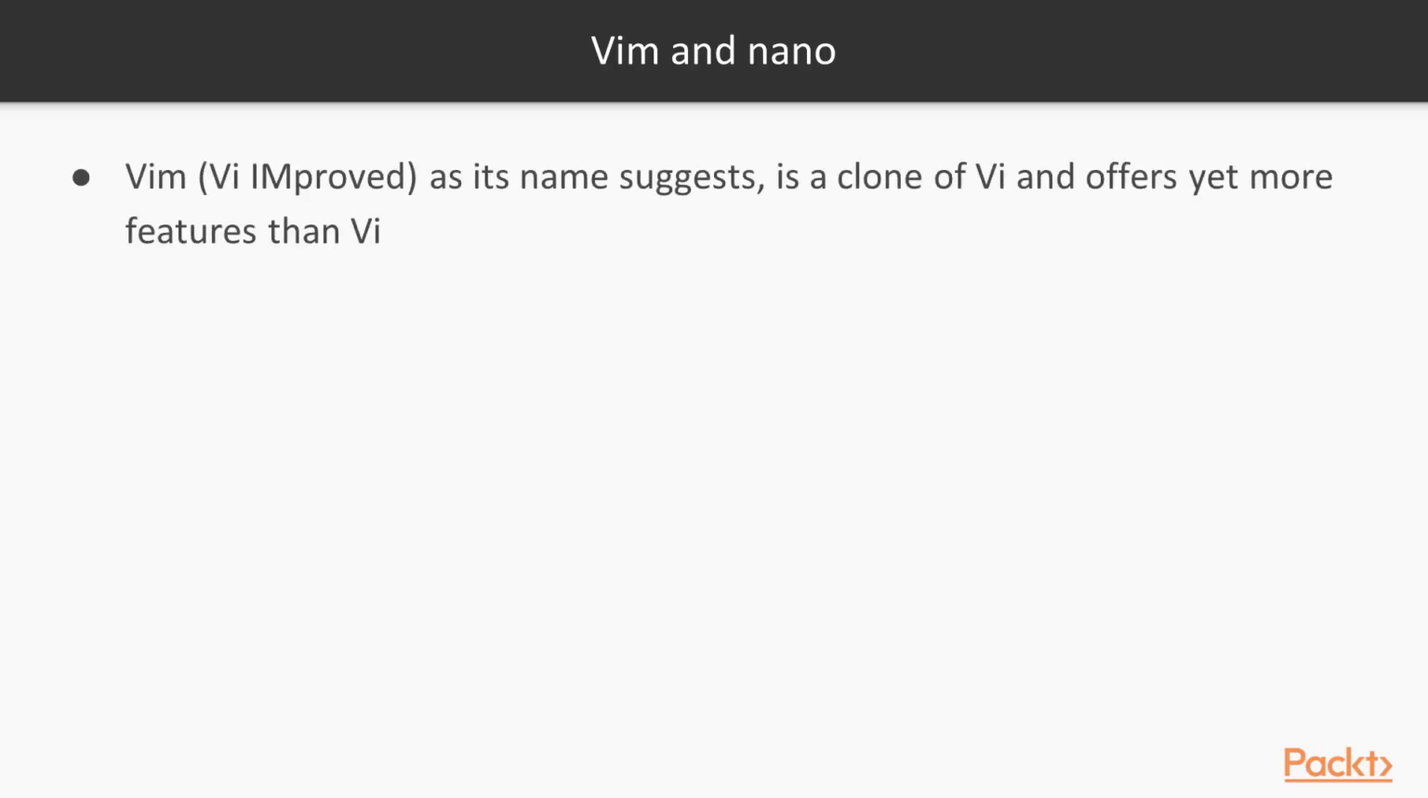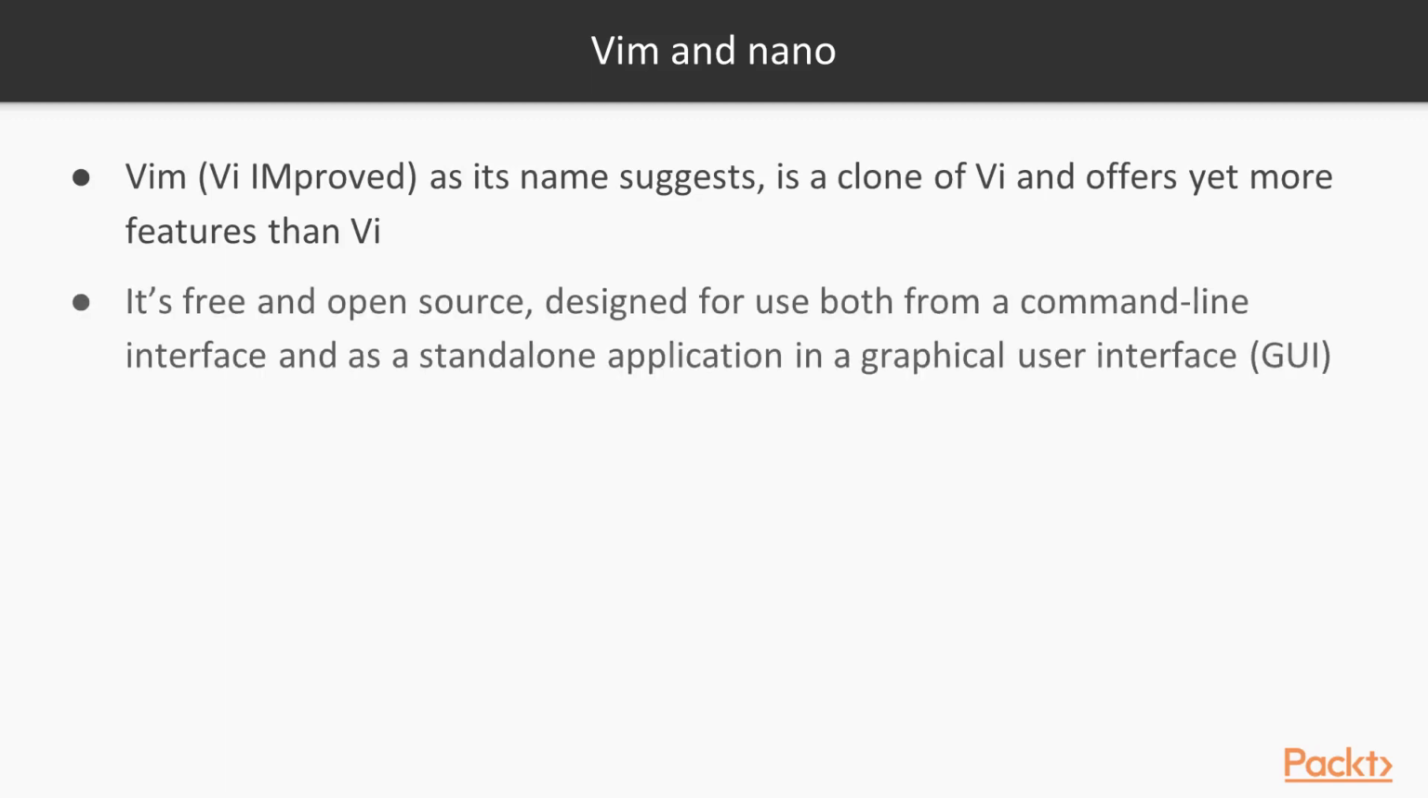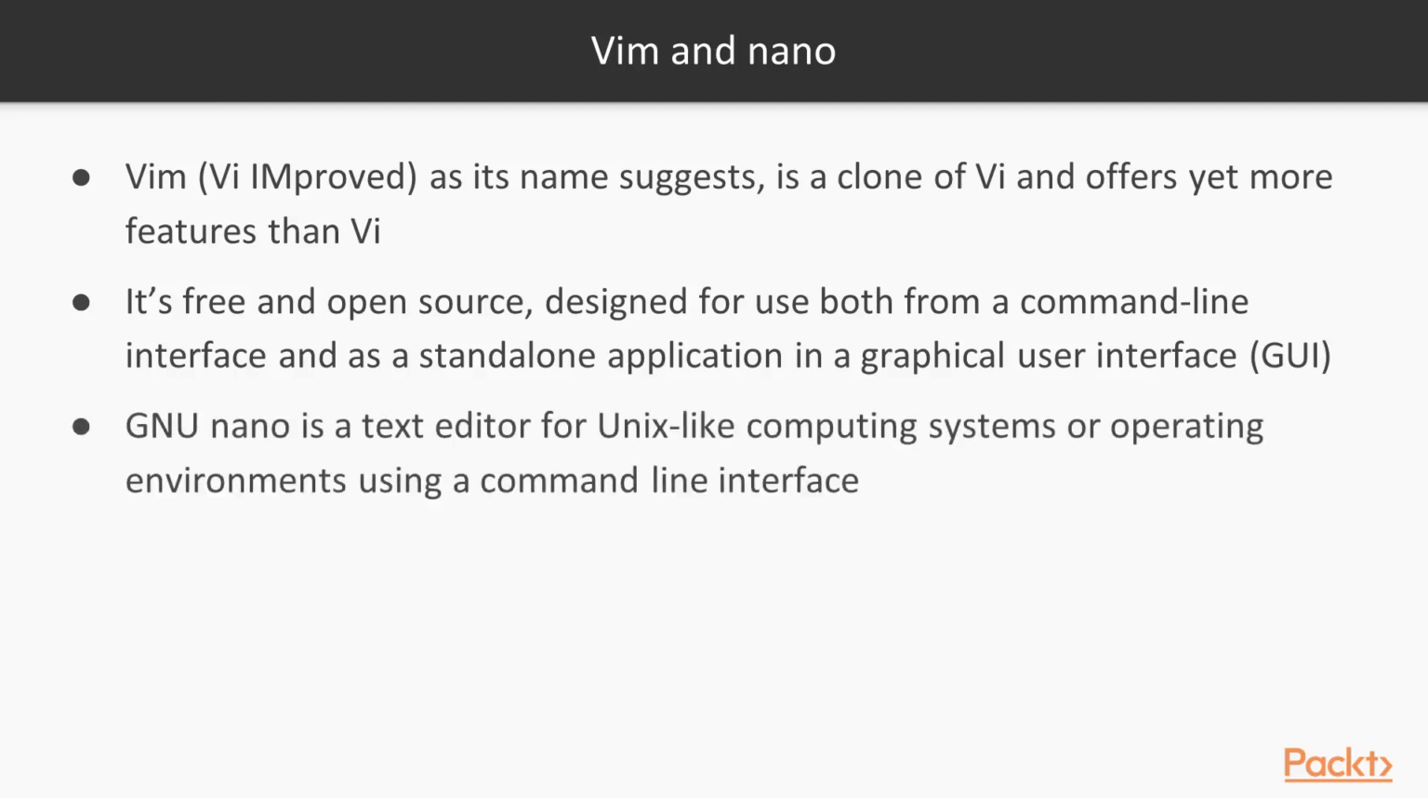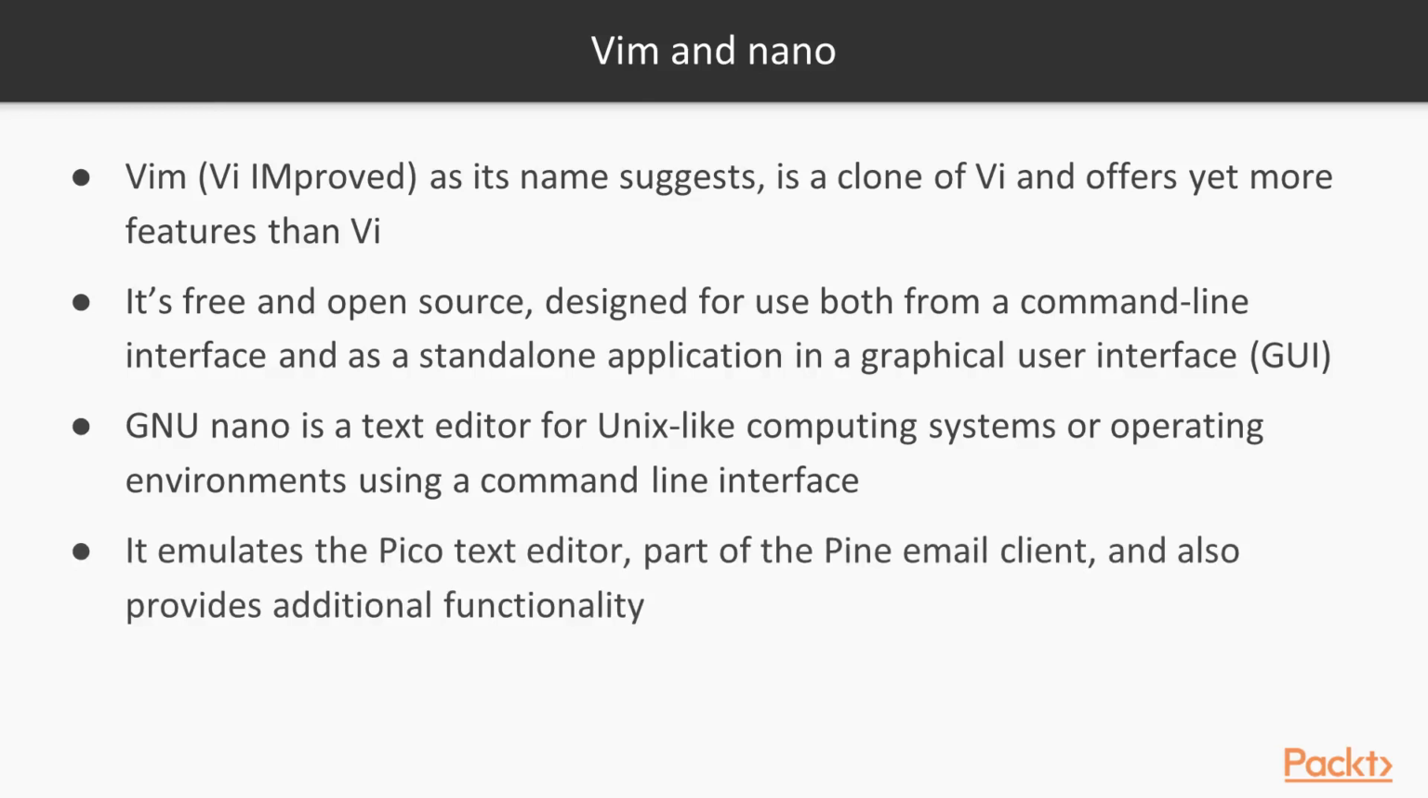vim, or VI Improved as its name suggests, is a clone of VI and offers yet more features than VI. It's free and open source, designed for use both from a command line interface and as a standalone application in a graphical user interface, or a GUI. GNU Nano is a text editor for Unix-like computing systems or operating environments, using a command line interface. It emulates the Pico text editor, part of the Pine email client, and also provides additional functionality.